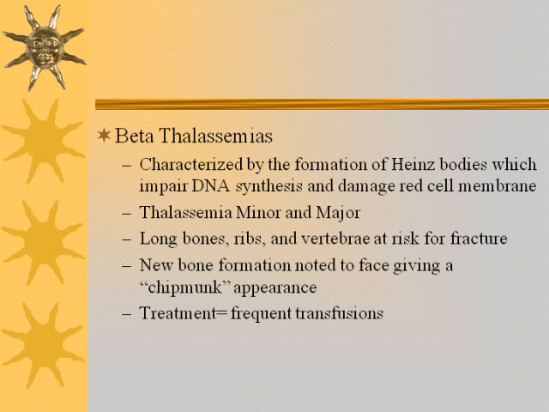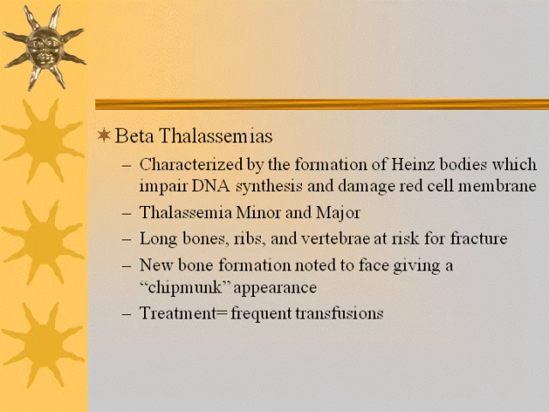Beta thalassemias are characterized, if you looked under the microscope, by what they call Heinz bodies. Those Heinz bodies actually impair the DNA synthesis and damage the red blood cell membrane. This is divided into thalassemia minor and major. We're not going to go into detail on that.